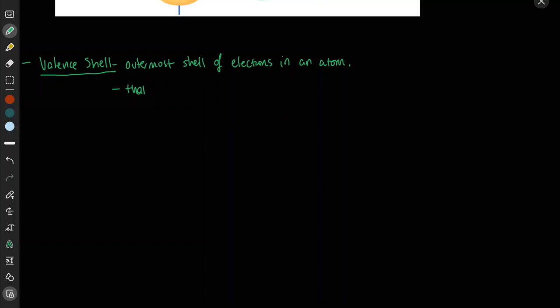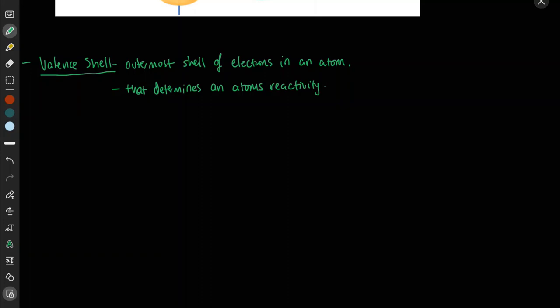So the valence shell is the outermost shell of electrons in an atom, okay? So yes, the valence shell is the outermost shell of electrons in an atom, right? And the importance of the valence shell comes in the fact that it determines an atom's reactivity. So it's the valence shell that determines an atom's reactivity. And in particular, it's the number of electrons in the atom's valence shell that determines its stability.